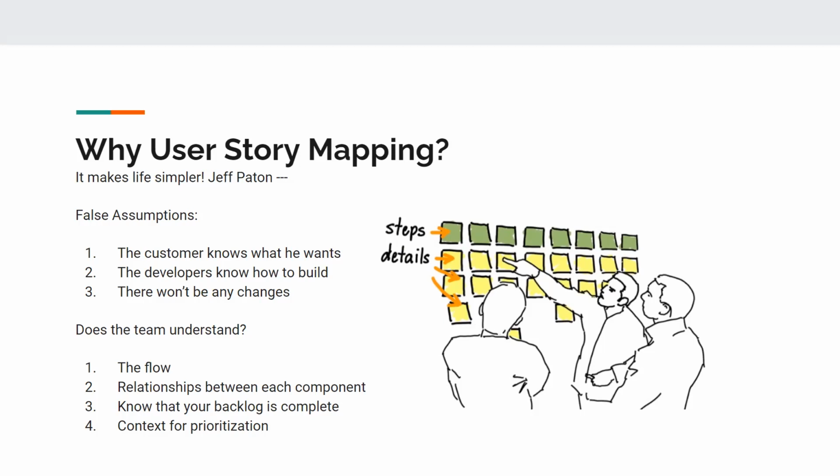Developers know how to build, and there won't be any changes. There will be changes for sure when you go through this process. Does the team understand the flow, the relationships between each component, know that your backlog is complete, and have context for prioritization?